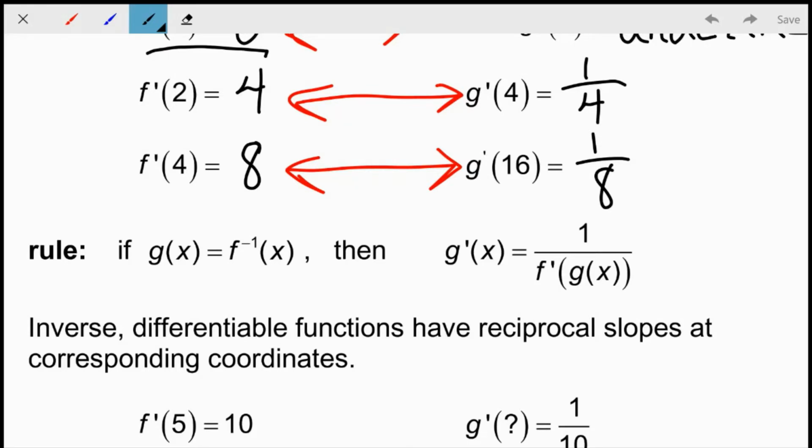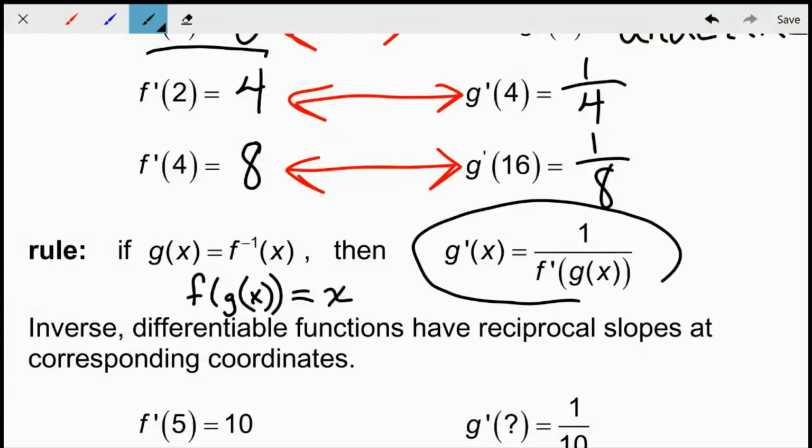So when we have inverse functions, and you may or may not remember this from Algebra 2, if I take the composite of those two functions, that should give me x. Well, where this derivative rule comes from is just taking the derivative of that expression. So that's our definition of inverse functions. If I take the derivative here implicitly and solve for g prime of x, I'll get that derivative rule. Okay, like I said, I don't recommend memorizing the derivative rule because I don't think it's necessary.